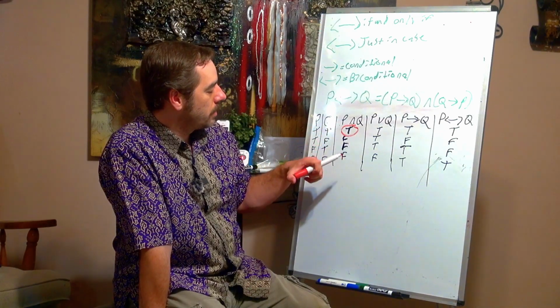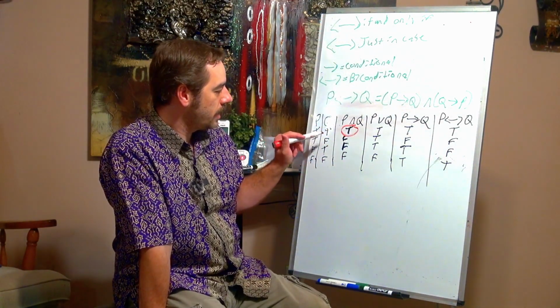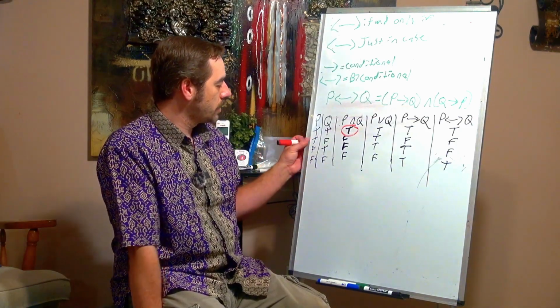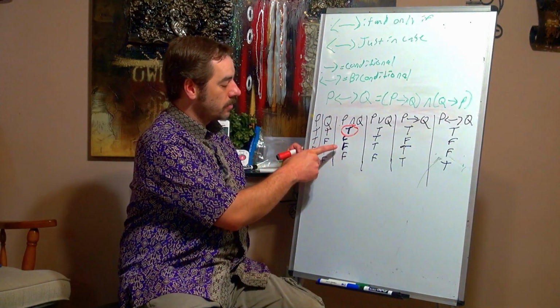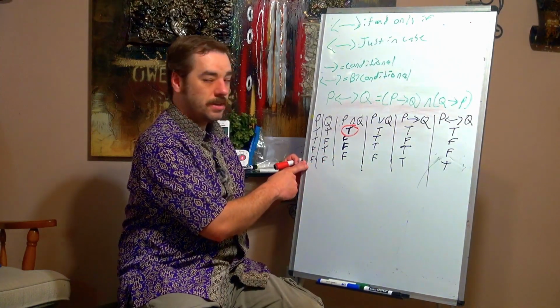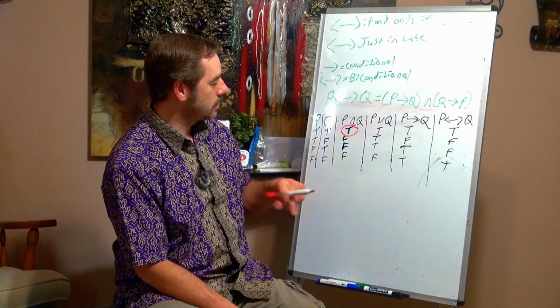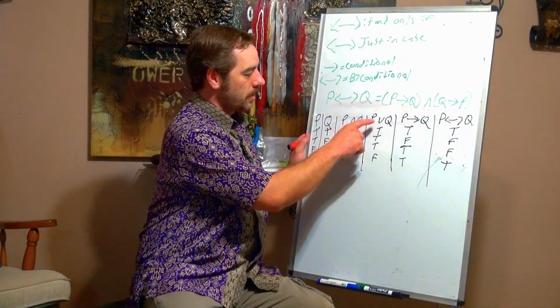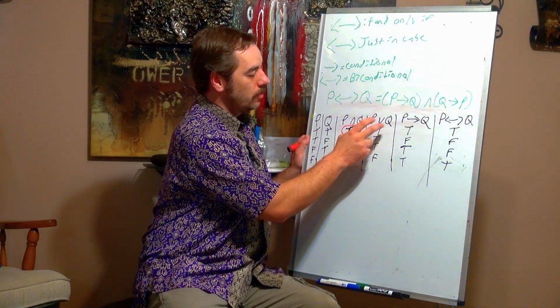I went to the party and I ate queso, right? If I went to the party and I ate queso, they're both true. If I went to the party and didn't eat queso, it's false. If I ate queso but didn't go to the party, it's false. And if I didn't go to the party, didn't eat queso, they're both false. All right. Now let's look at this example. P or Q. I went to the party or I ate queso.